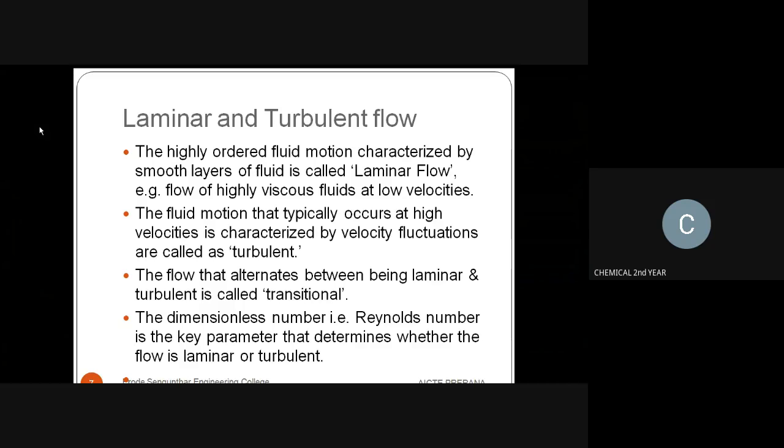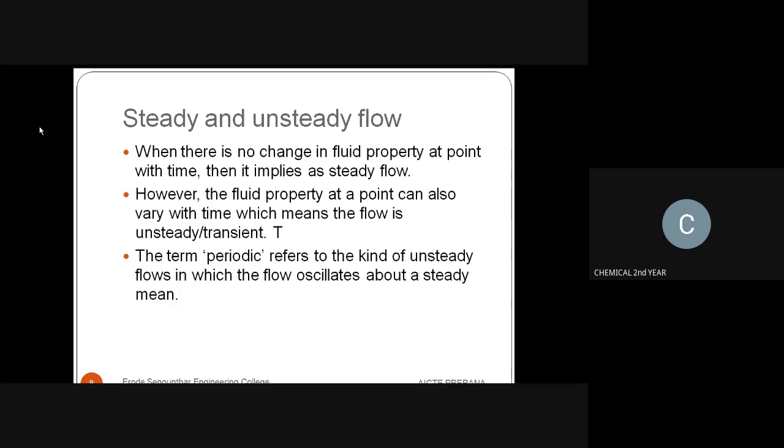Reynolds number is nothing but the ratio of inertial force to the viscous force, right? So Re is equal to dVρ by μ, right? So in that way, we can classify laminar and turbulent flow based on the Reynolds number, right?